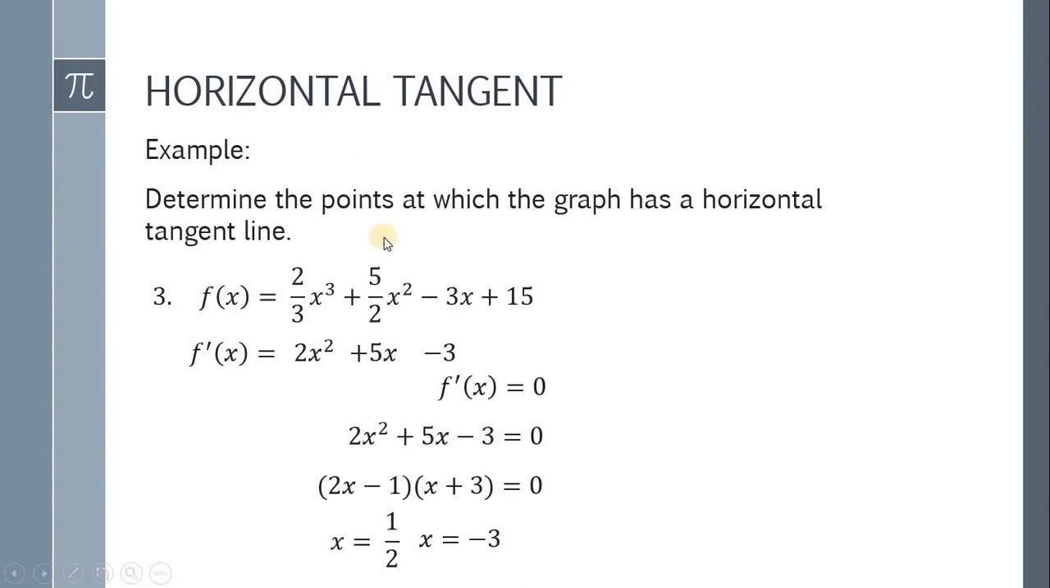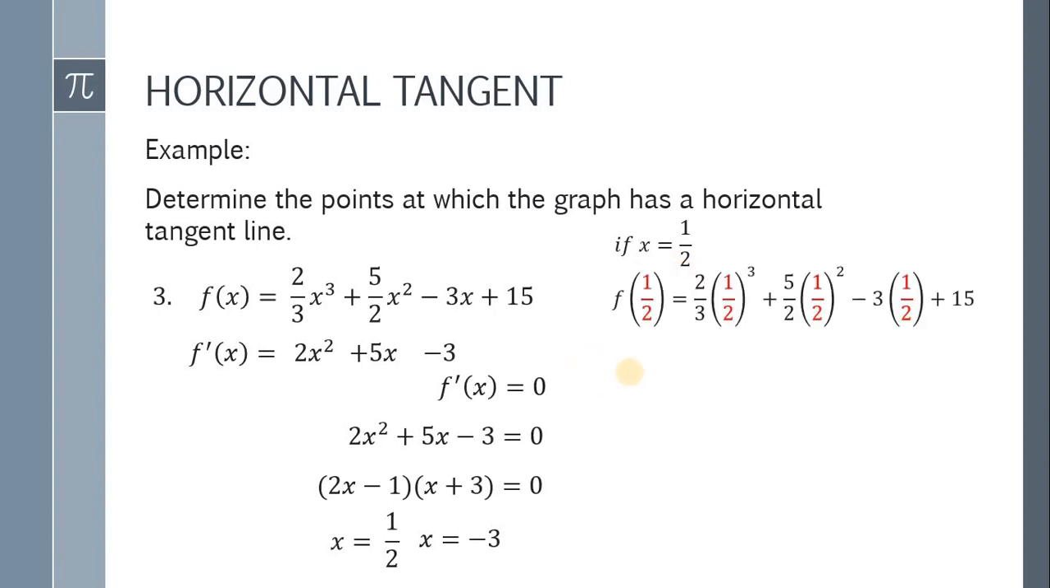Now, ang goal natin is yung point o yung coordinates. So, if x is equivalent to 1/2, ano yung value ng y? So, we have f of 1/2 is equal to 2/3 multiplied by 1/2 cubed plus 5 over 2 multiplied by 1/2 squared minus 3 multiplied by 1/2 plus 15. Now, simplify, we get f of 1/2 is equivalent to 341 over 24. Therefore, yung ating point must be 1/2, 341 all over 24, and we're done.